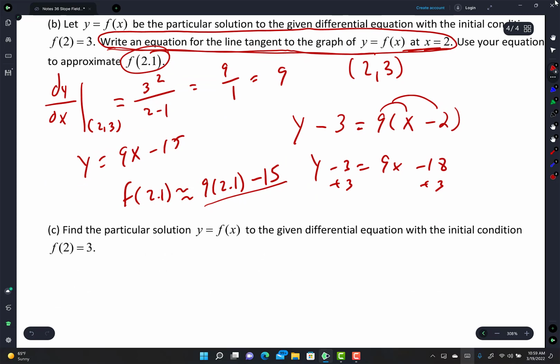9 times 2.1. Well, 9 plus 9 is 18, and 0.1 plus 0.1 is 0.2, so that has to be 18.2 minus 15. I can do 18 minus 15. I'm confident about that. 15, 16, 17, 18. Isn't that 3? So then this must be 3.2. So I can write f of 2.1 is approximately 3.2.